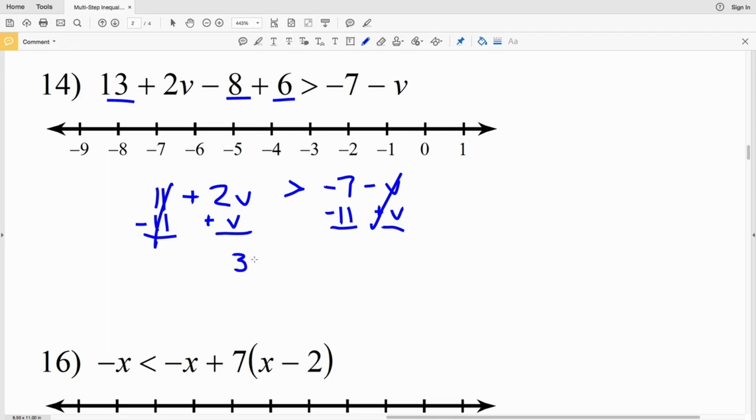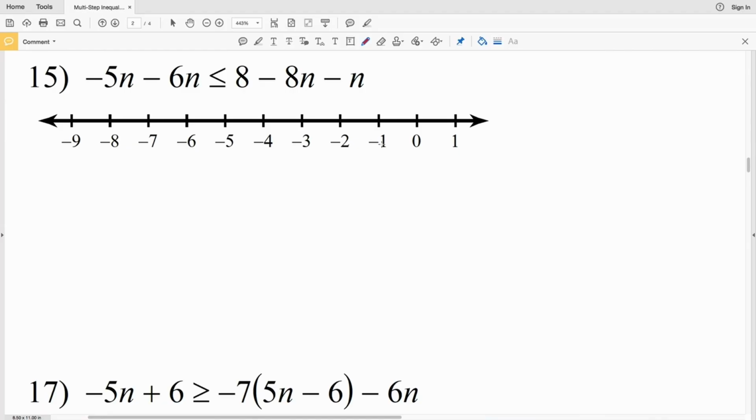So I'll be left with 3v is greater than negative 18. Divide by 3 to get that v is greater than negative 6, since negative 18 divided by 3 is negative 6. Circle the negative 6, not filling that in, and shading everything to the right.